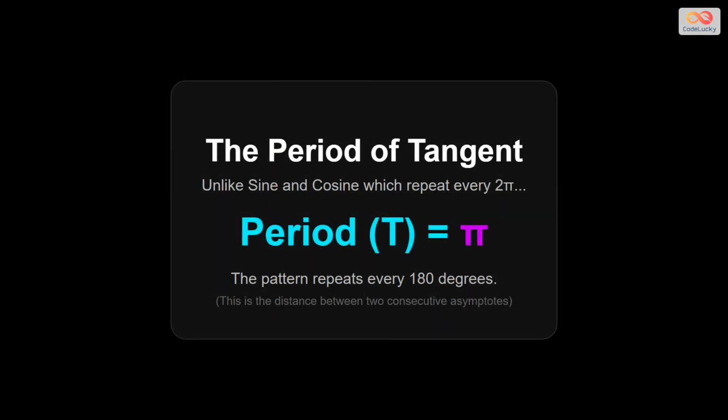This brings us to the period. Sine and cosine take a full 360 degrees, or 2 pi, to repeat their pattern. Tangent is faster. It repeats its full pattern every 180 degrees, or just pi radians. This is the distance between any two consecutive vertical asymptotes.